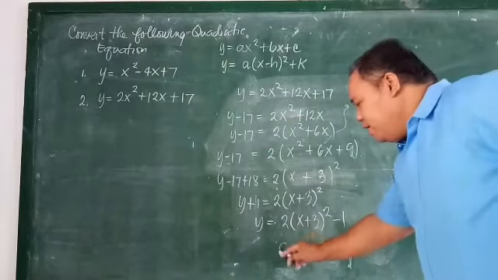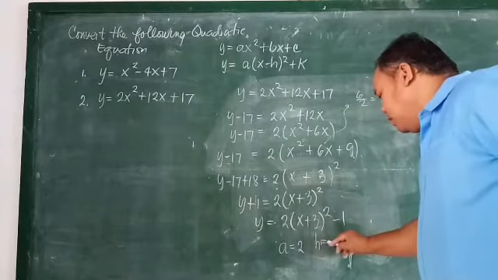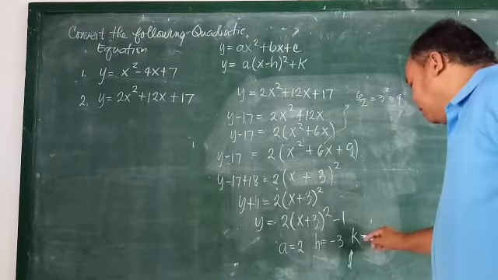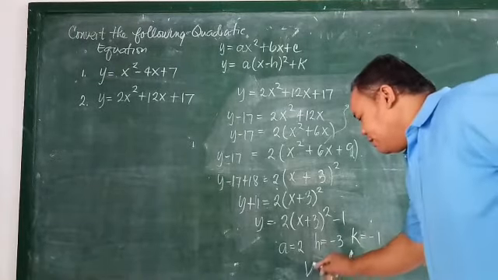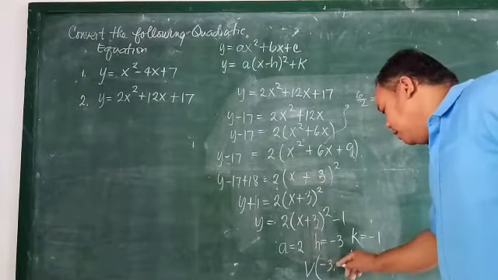So the value of a is 2, the value of h is negative 3, and the value of k is negative 1. Your vertex should be (negative 3, negative 1).